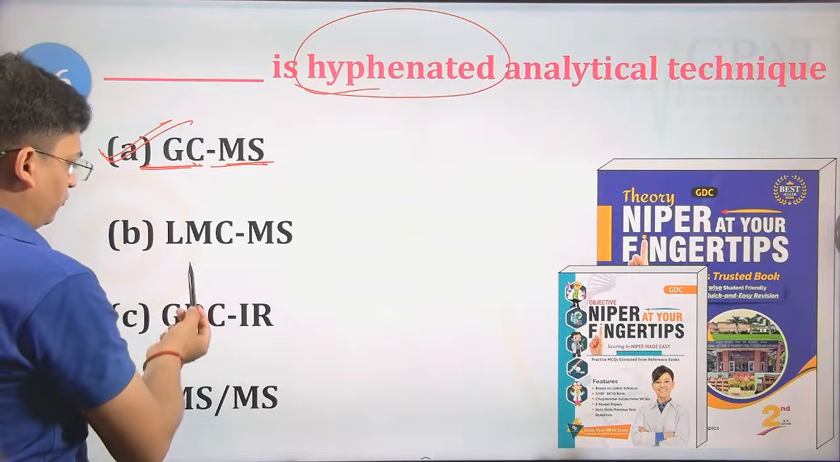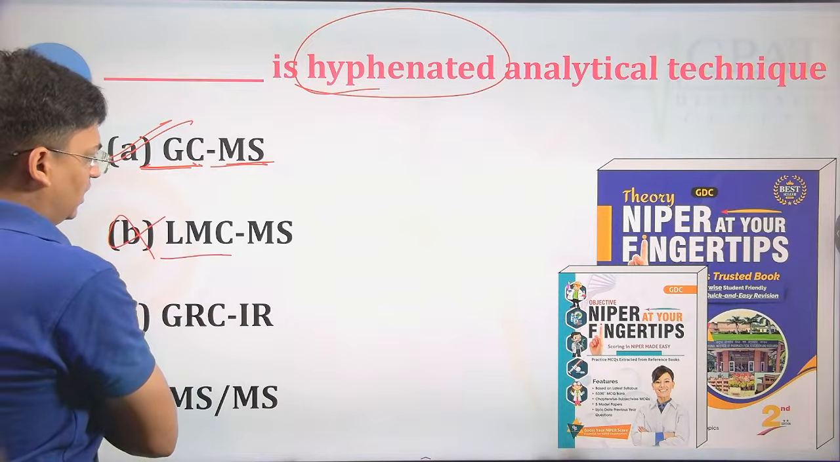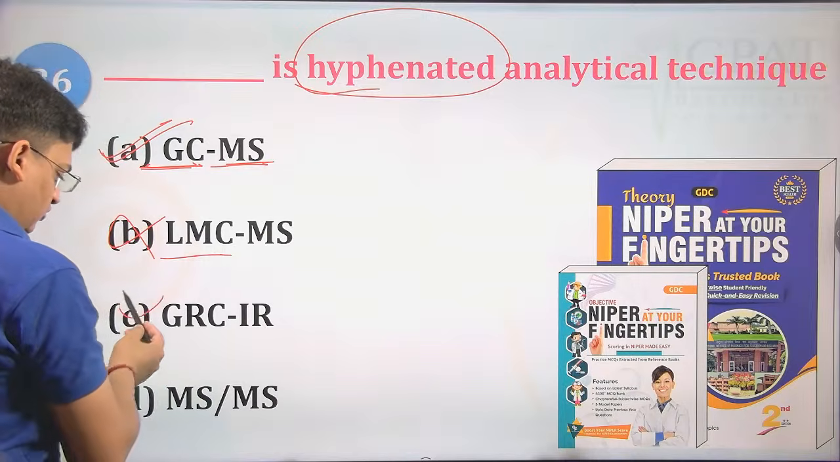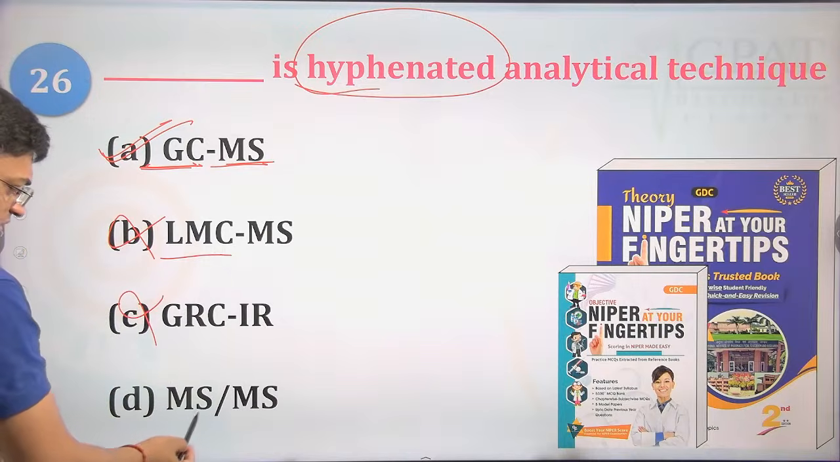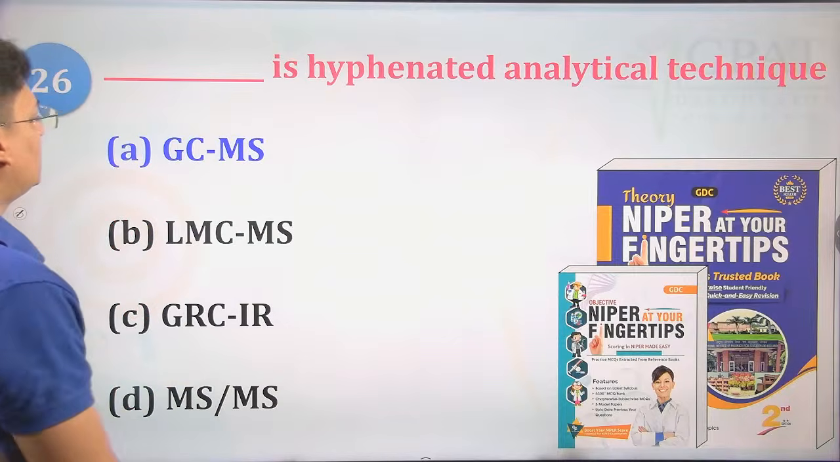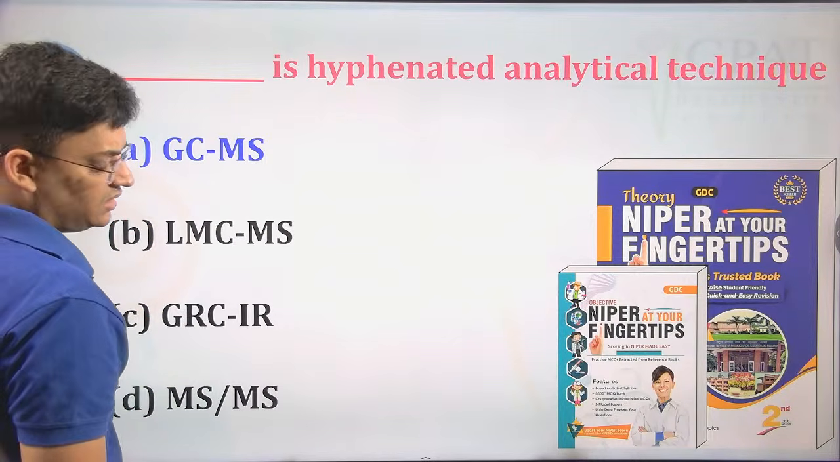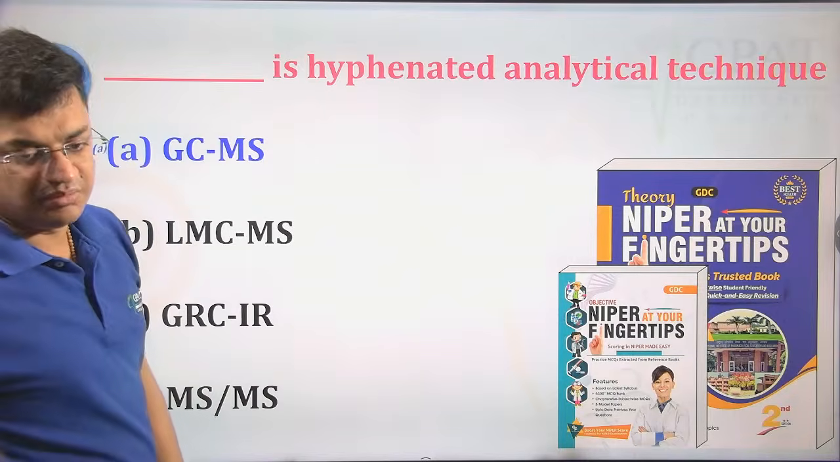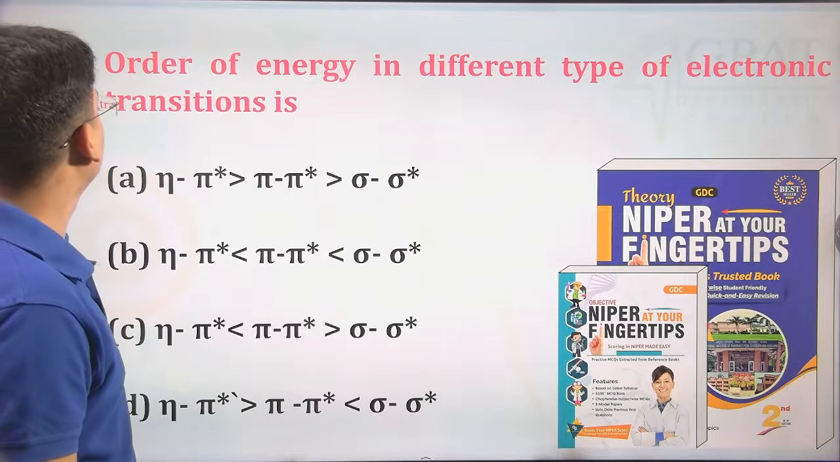LMC and MS? No, what is LMC? This is not any analytical method. GRC, IR, that is also no. And the last one also has no direct relation, so it is incorrect. So option A is the right answer: GC, that is gas chromatography, and MS, that is mass spectroscopy. Option A has the correct hyphenated method.